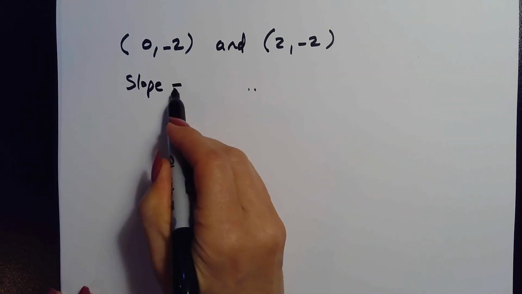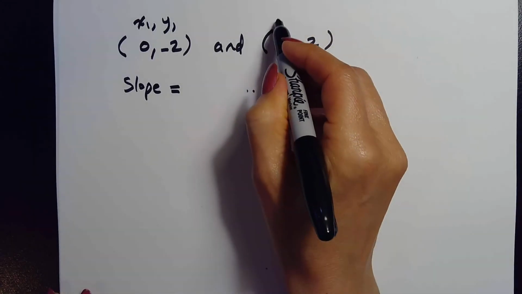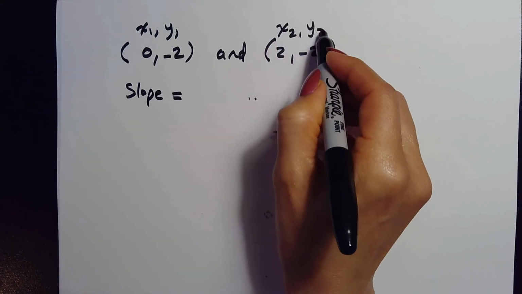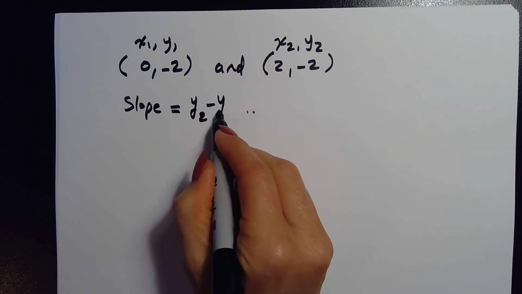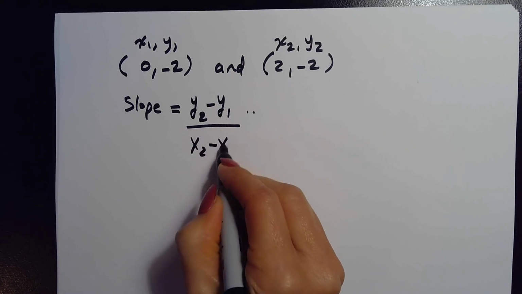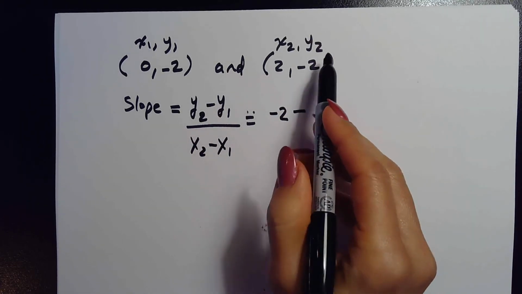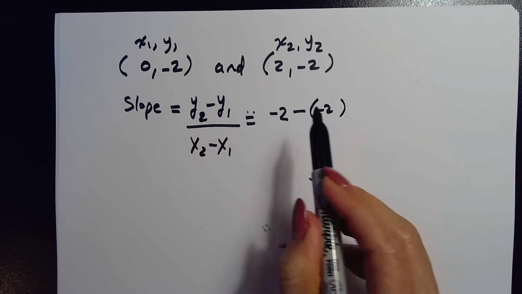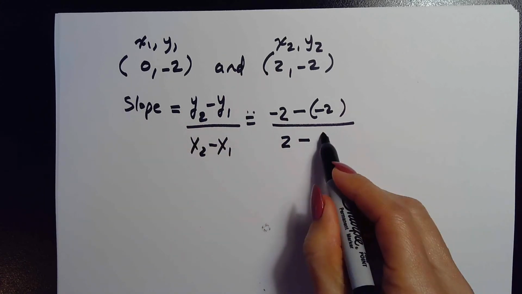So to find the slope, remember that I'm going to let this one be x1, y1, right? And I'm going to let this one be x2, y2. Okay. And so the slope is y2 minus y1 divided by x2 minus x1. y2 is -2 minus y1, minus -2, divided by x2, which is 2, minus x1, which is 0.